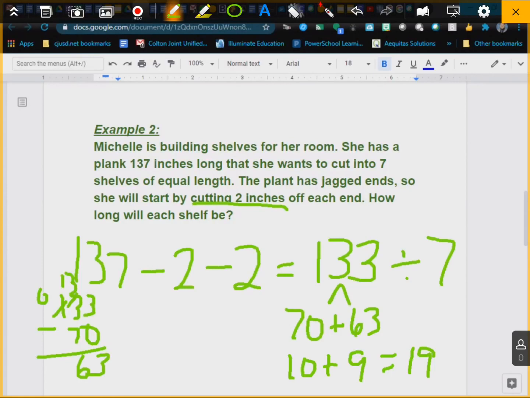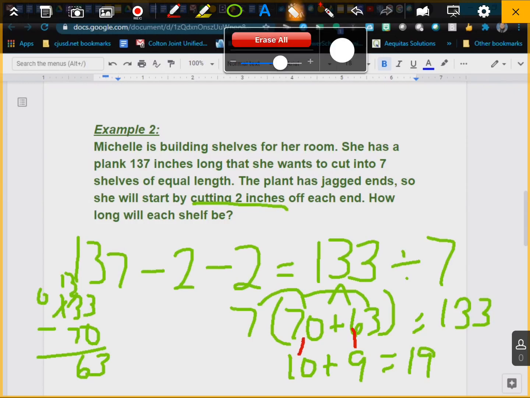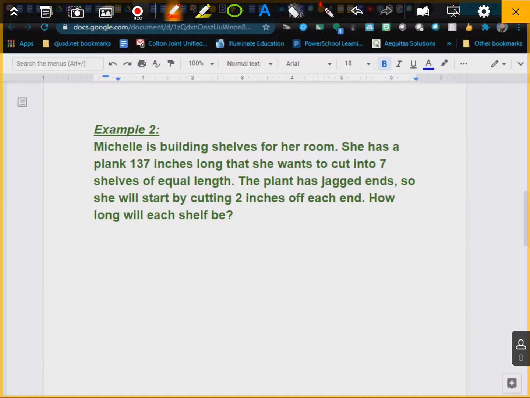Okay? Let me show you that again. So I have these two numbers, right? And when I multiply them by 7, look at this, my distributive property. When I multiply them by 7, I get 133. Right? So it was 7 times 10, and 7 times 9. 10 plus 9 is 19. And if I check that, 19 times 7, I should get 133. So that's 63, and that's 70, and that's my answer.